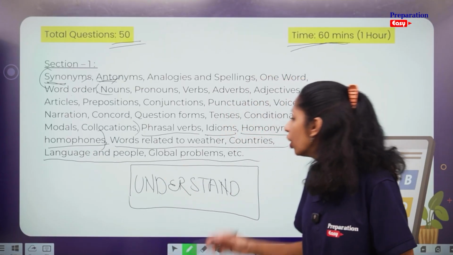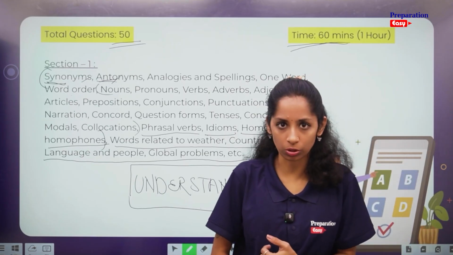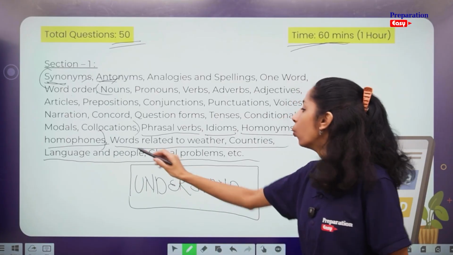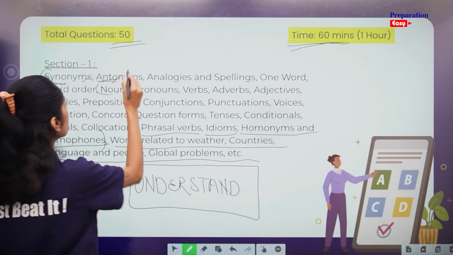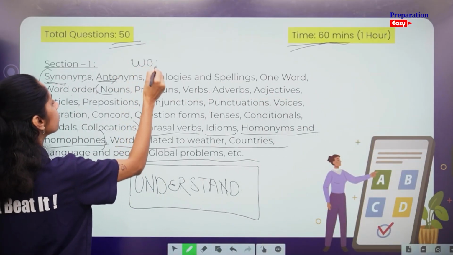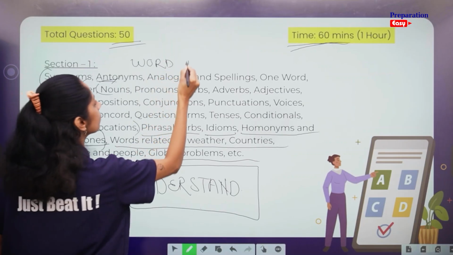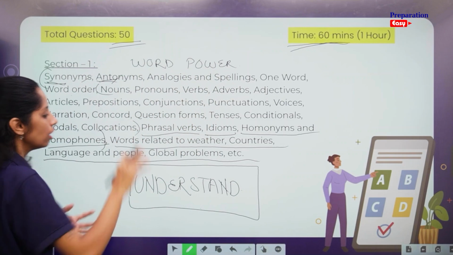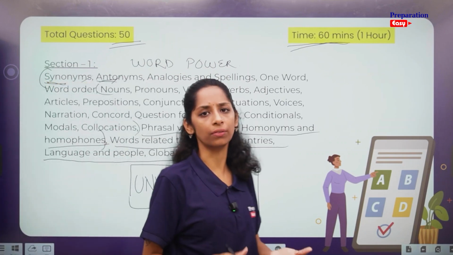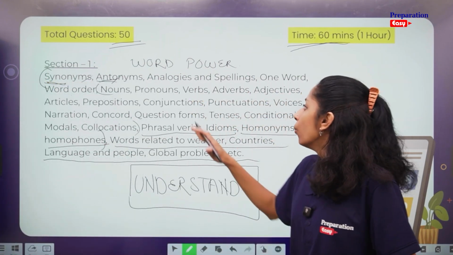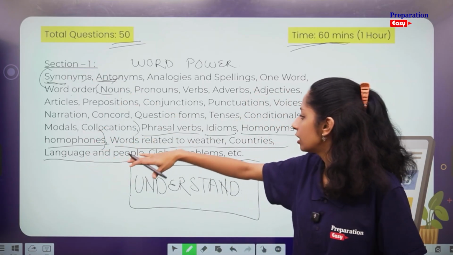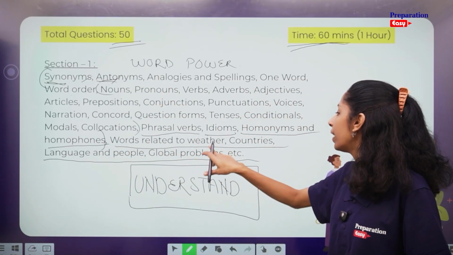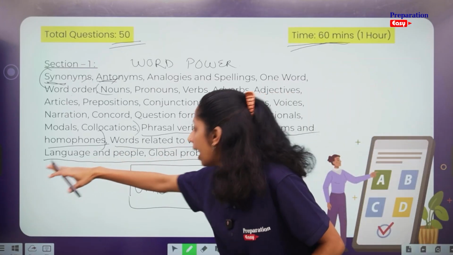How? We are going to read as much as possible related to it, because this topic is about words. This topic is about word power. Remember, Section 1 is all about word power, right? So let's just consider that all these topics are covered: words related to weather, countries, languages and people.